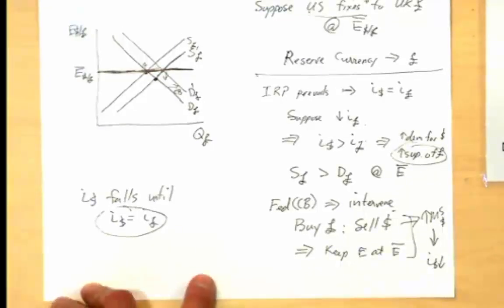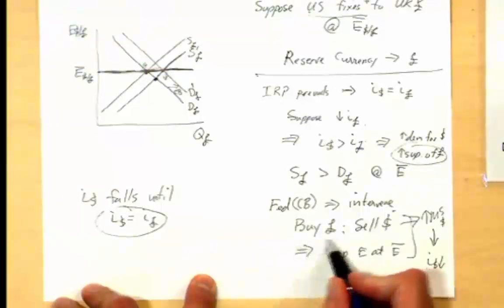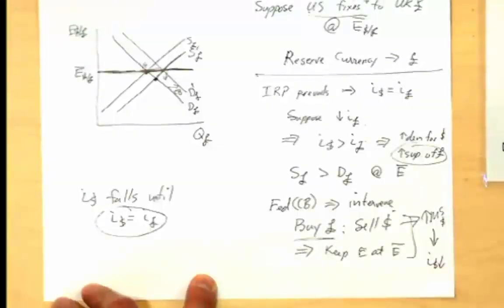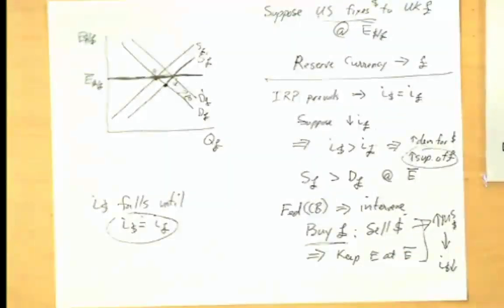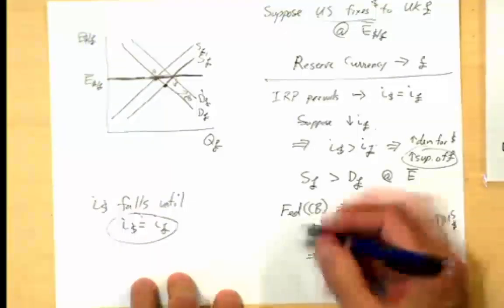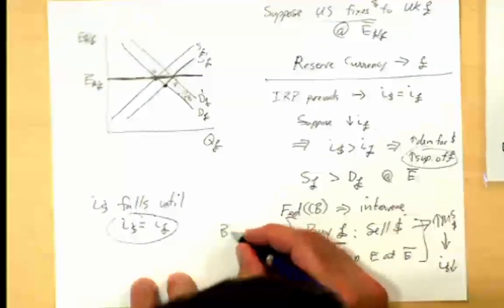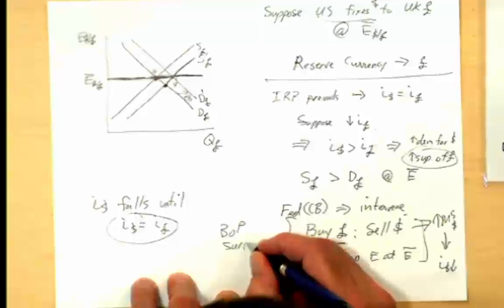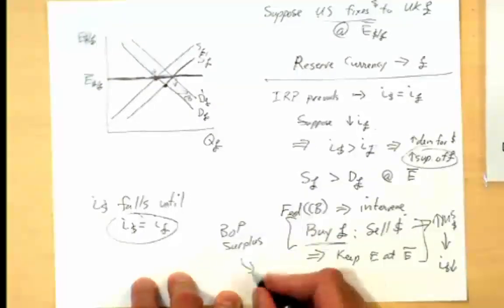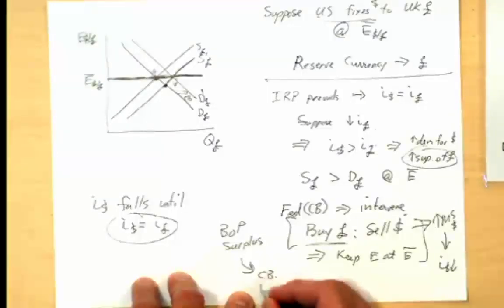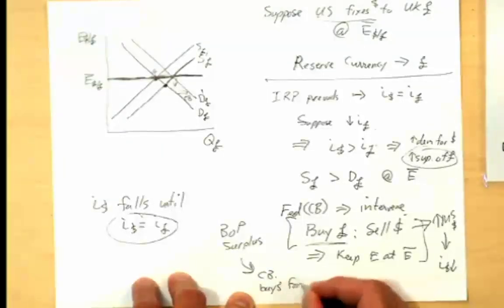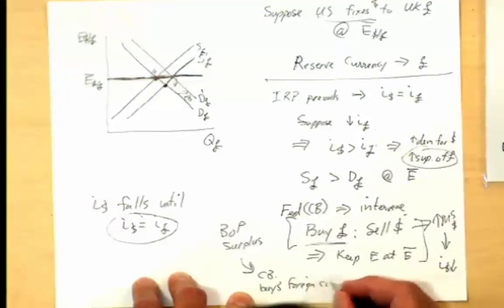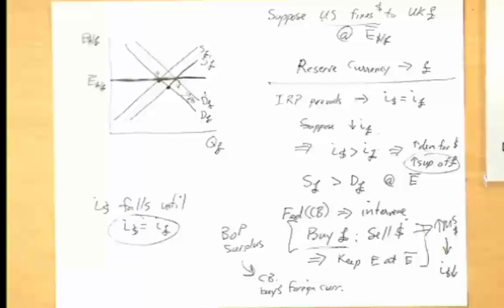Now, there's some terminology I need to introduce. In this particular case, the central bank is buying up the foreign currency, the pound. Pound is what the country is fixing to. The US dollar is being fixed to the British pound. But we call this kind of transaction by the central bank, we've got a name for it. And we call it a balance of payments, or BOP for short, surplus. A BOP surplus occurs whenever the central bank buys foreign reserves, or foreign currencies, they should say. Whenever the central bank buys foreign currency, we call it a balance of payments surplus.